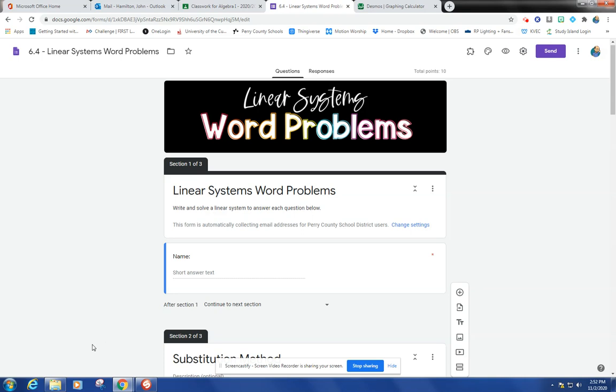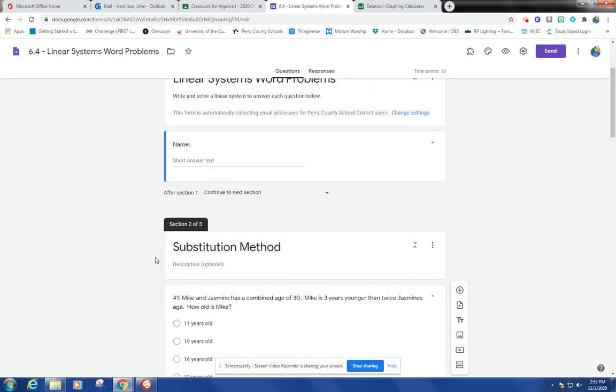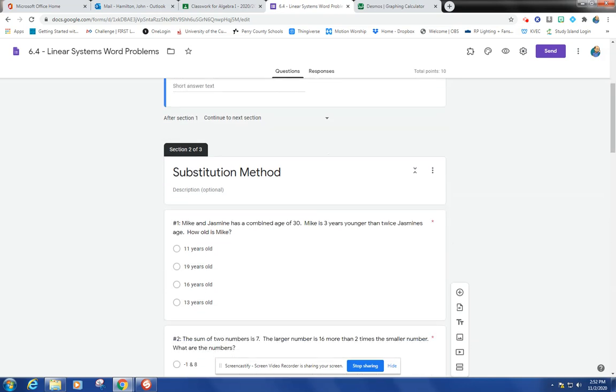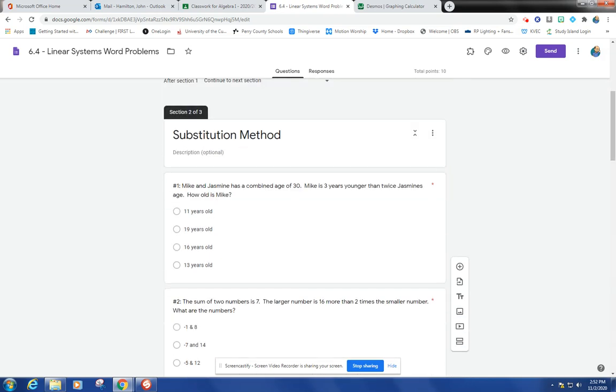So let's look at number 1 here. I'm going to do one from each section. There's actually 3 sections to this form. Of course, your name, and then the second section asks you to use the substitution method. It doesn't matter to me. You could use whatever method you really want, but they're kind of separated into substitution method and then elimination method. So I'm going to take one from each section and take a look at it. So we'll look at number 1 here first.